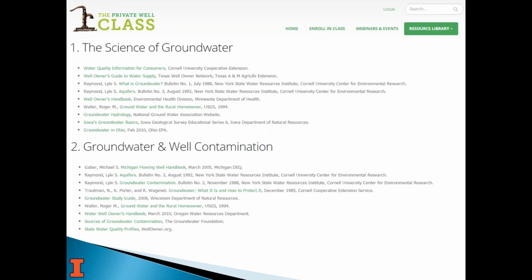But like these 2 books from Raymond Lyle, one is What is Groundwater and the other is Aquifers. They're from 1988 and 1992, and I still say they're one of the best resources for someone to read. They're so well written and so clear. We used some of that information in some of the figures we have there as well. So there's a lot of extra resources that you can look at in order to learn more.